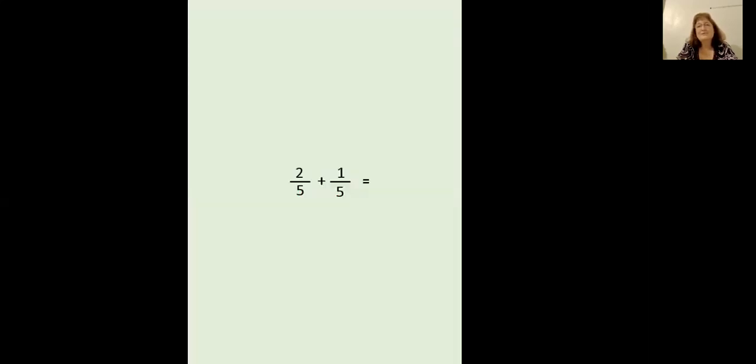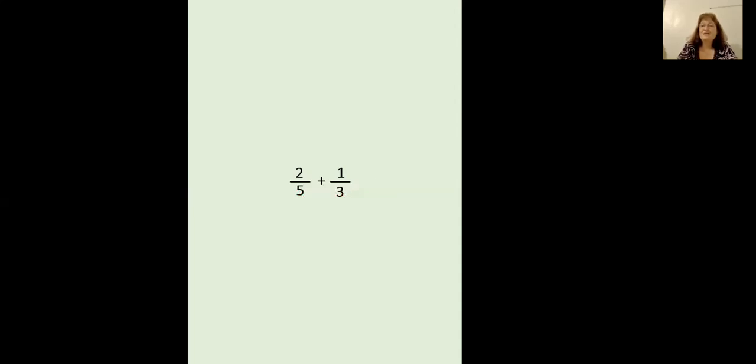Okay, now we're going to learn how to add fractions with common denominators. If they have the same denominator, it's really easy to do this. All you have to do is add the two numerators on the top. 2 plus 1 is 3. And we keep the same denominator on the bottom, which is 5. And that's all there is to adding fractions with common denominators.